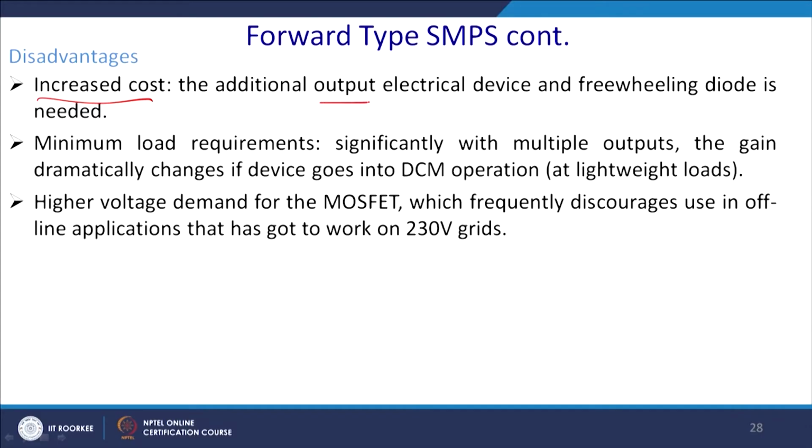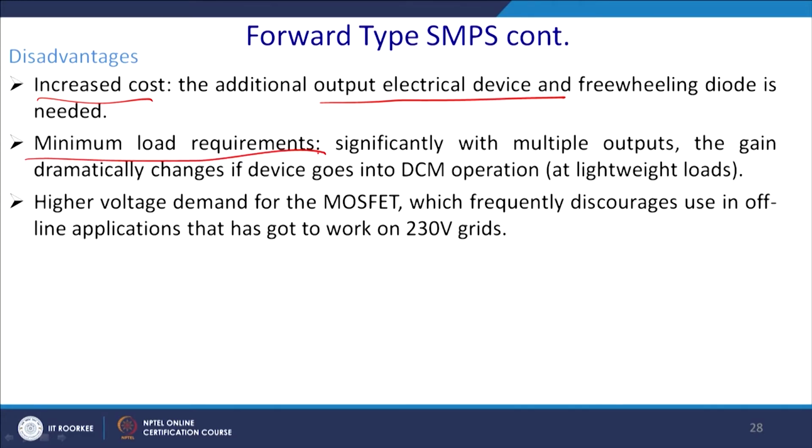So, this is one of the advantages of this forward converter. Disadvantage: you have a higher component count. It increases cost, since an additional output inductor and the freewheeling diode are needed. Please note that since you are operating at a very high switching frequency, this diode is required to be a very fast recovery diode, and for this reason it adds considerable cost to the bill of material.